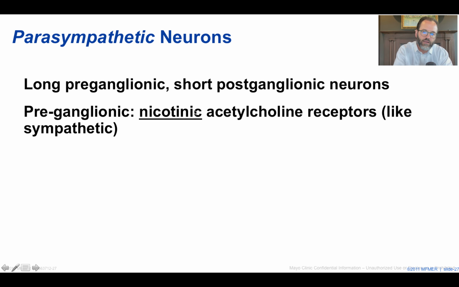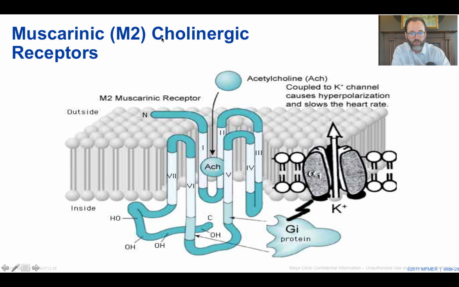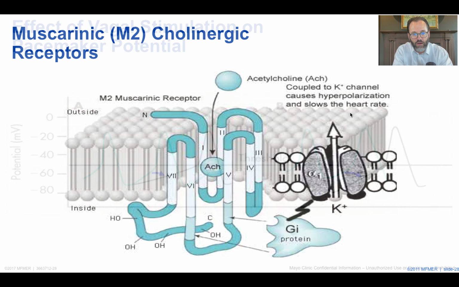The preganglionic neuron has a nicotinic receptor, releasing acetylcholine that binds to nicotinic receptors, much like the sympathetic nervous system. And the postganglionic neuron is going to be binding to the muscarinic cholinergic receptors. When we look at muscarinic cholinergic receptors as depicted here, again, they're a 7-transmembrane G protein coupled receptor that, when it binds to acetylcholine, couples the G protein to potassium channels, ultimately resulting in the opening of those potassium channels and hyperpolarization of the membrane potential, thereby slowing heart rate.